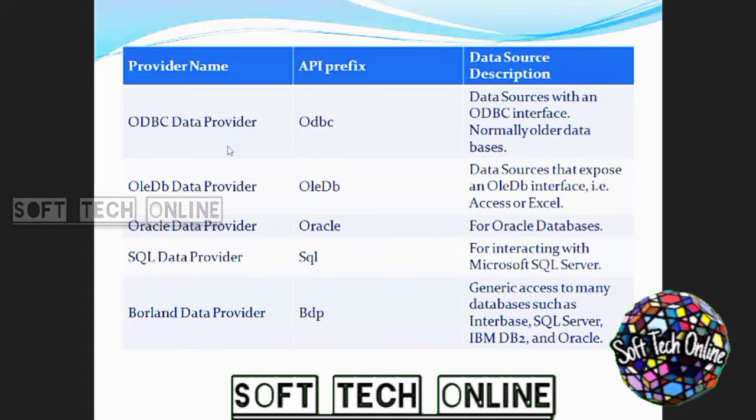So these are the various provider names and which API prefix is used for a particular provider. There are various providers like ODBC, OLEDB, Oracle Data Provider, SQL Data Provider and Borland Data Provider. And these are the various prefixes used to access the APIs for these providers.